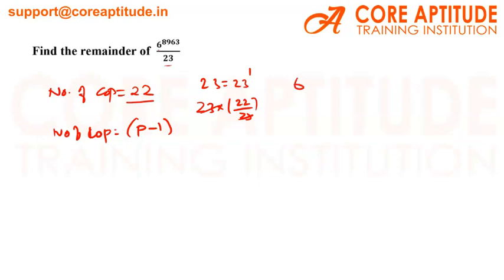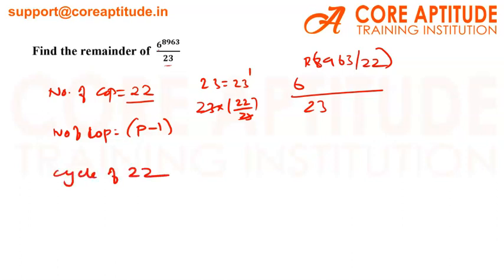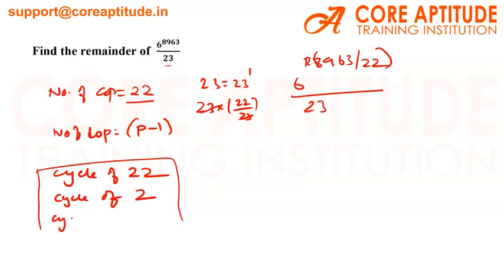6 to the power 8963 divided by 22. Just replace the remainder. Here the number of co-primes is 22. So it means this will repeat for every cycle of 22. Correct? But in some cases, it might repeat even for a cycle of 2, or a cycle of 11. Why 2 and 11? Because 2 and 11 are factors of 22. Right? So in this case, I can say it may be 2 or 11 or 22.